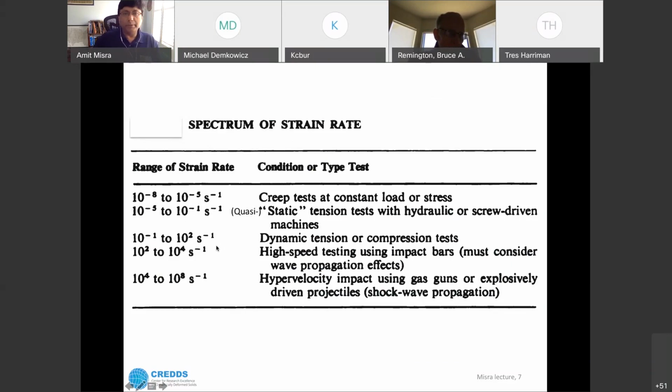For small positive, those kinds of tests are standard dynamic tension compression tests. And then the high-speed testing using impact bars, or going to even higher strain rates in the shock regime, greater than 10^4. So that's the whole strain rate regime that material can be subjected to.